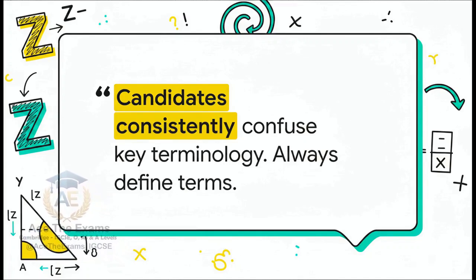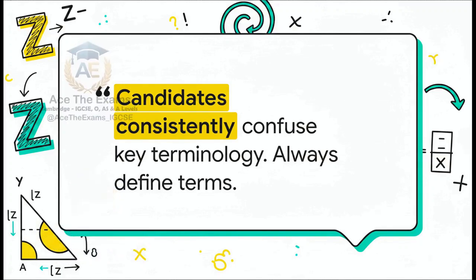And here it is. Straight from the principal examiner reports, candidates consistently confuse key terminology, so always define terms before using them. In our syllabus, this means distinguishing perfectly between a complex number, its conjugate, its modulus, and its argument. When a question asks you to utilize a complex conjugate in division, don't leave it to the examiner to guess what you're doing. Define the operation. Clear, unambiguous terminology signals to the examiner that you are a candidate operating with total precision and control.